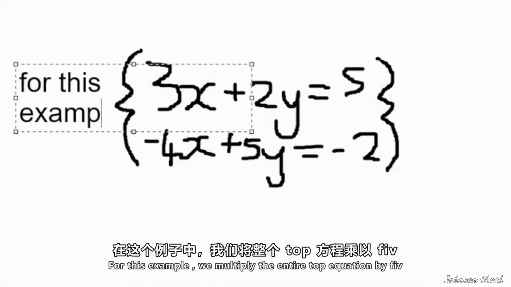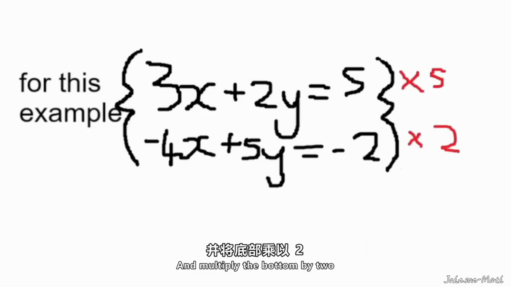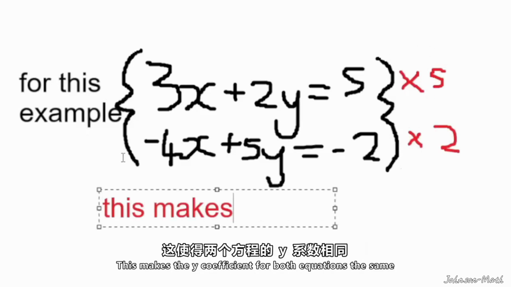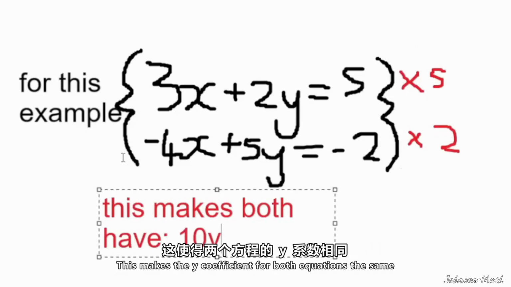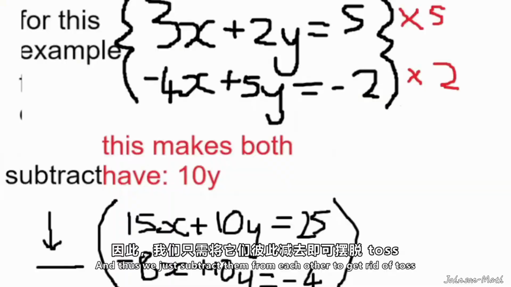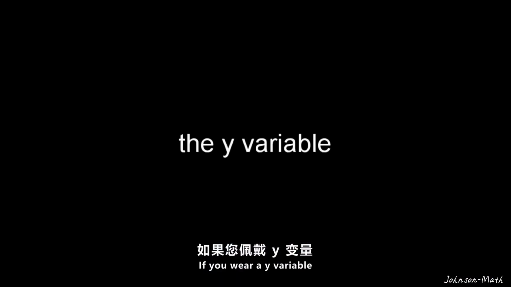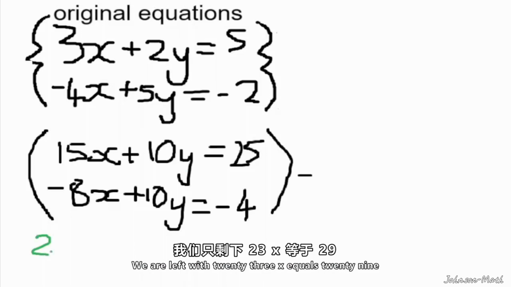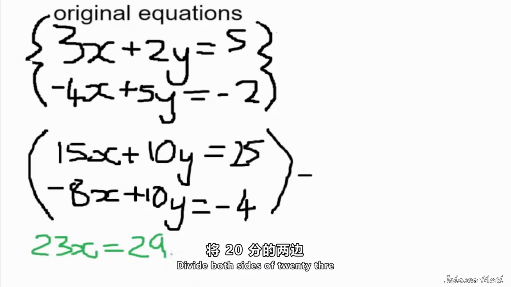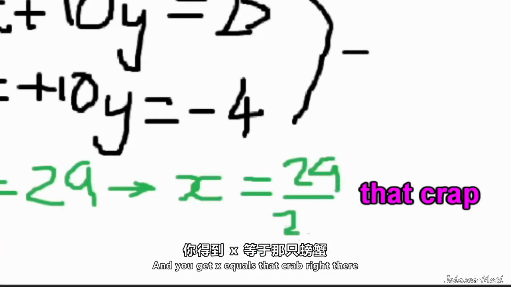For this example, we multiply the entire top equation by 5 and multiply the bottom by 2. This makes the y coefficient for both equations the same, and thus we just subtract them from each other to get rid of, toss, defenestrate, if you will, the y variable. We are left with 23x equals 29. Divide both sides by 23 and you get x equals that crap right there.